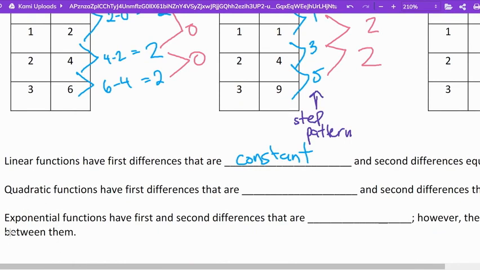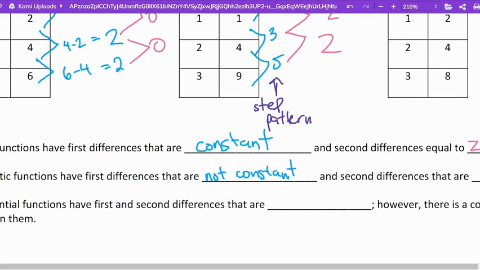Quadratic functions have first differences that are, let's just say, not constant. Right? So they're not the same number, but we definitely see there's a pattern. And then when we take the second difference, or what you will call the derivative later on, you'll be like, oh, there is a constant second difference. And the second differences are constant.